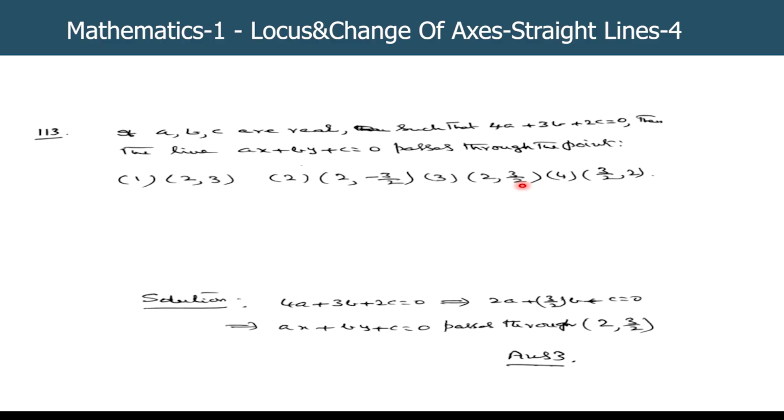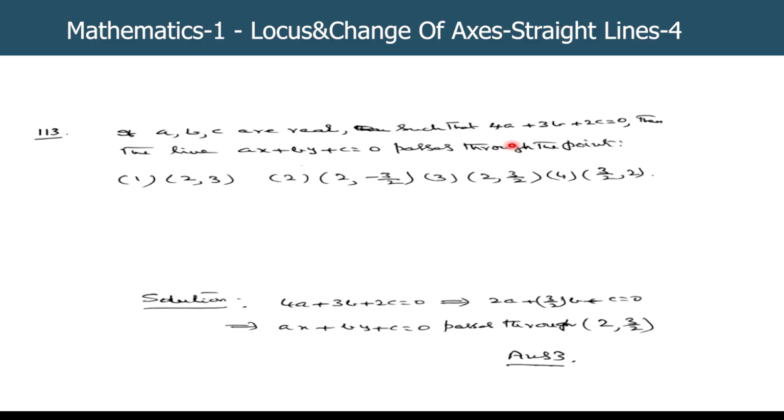Whenever you are given such a relation, you divide the equation by the coefficient of c itself. So here the coefficient of c is 2. So 2a plus 3/2 b plus c equal to 0. That means the line ax plus by plus c equal to 0 passes through (2, 3/2). Correct option is 3.